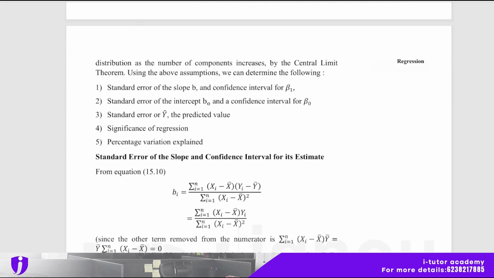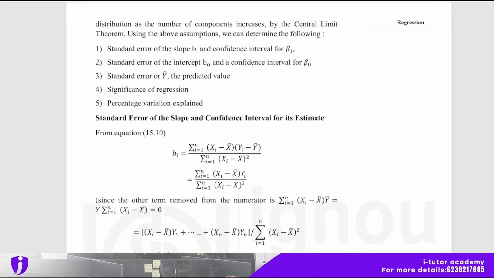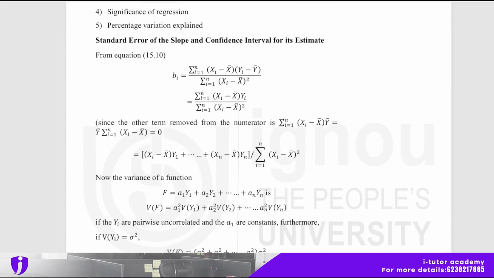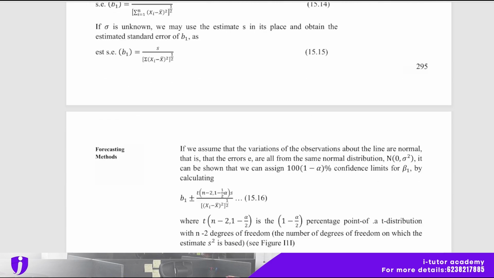One is the standard error of the slope b and a confidence interval for beta 1, then the standard error of the intercept and its confidence interval, the standard error of the prediction value, significance of regression, and percentage variation explained. Standard error of the slope and confidence interval for its estimate: from the equation you can understand that, so just go through these equations.